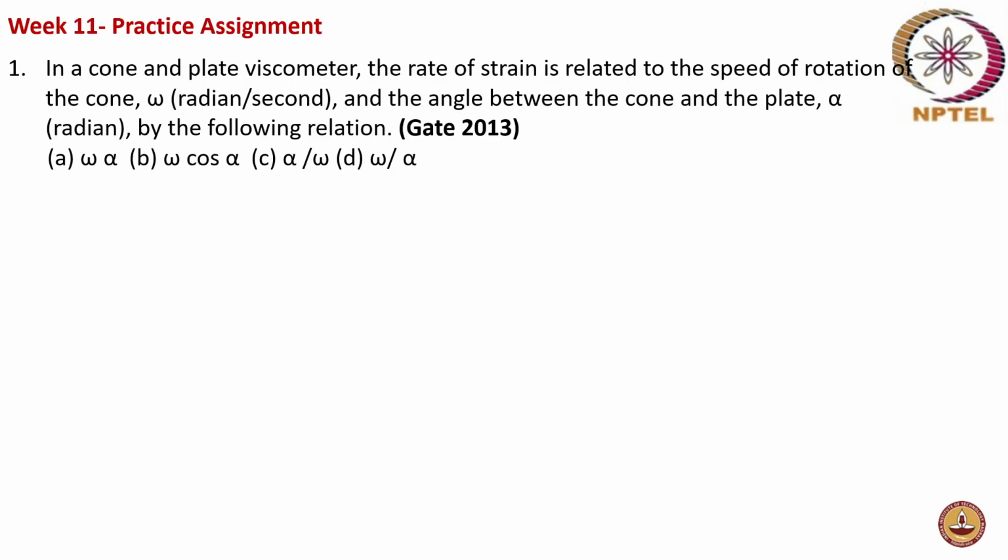The first question: in a cone and plate viscometer, the rate of strain is related to the speed of rotation of the cone, omega, and the angle between the cone and the plate, alpha, by the following relation. Is the strain rate equal to omega into alpha, or omega into cos alpha, or alpha by omega, or omega by alpha? What is the relation? This was a GATE question asked in GATE 2013. Do you have any clue on this?